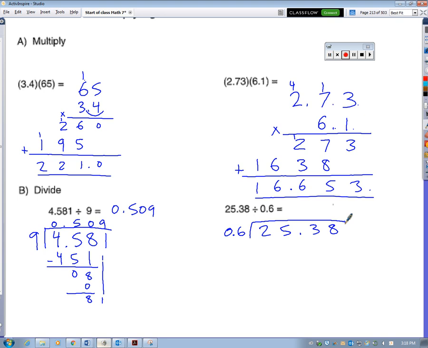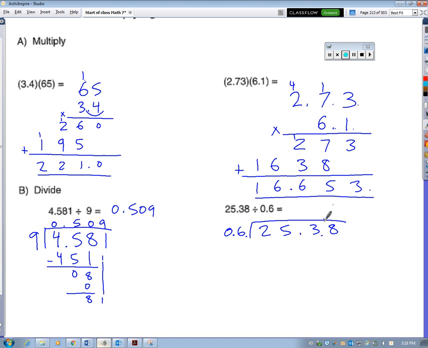I'm going to take the 0.6 and I'm going to basically multiply that by 10. I'm basically going to multiply both these numbers by 10. When I do that, I'm going to move my decimal place to the right. I moved it 1 to the right on the left hand side, which means I have to move it 1 to the right on the right hand side.